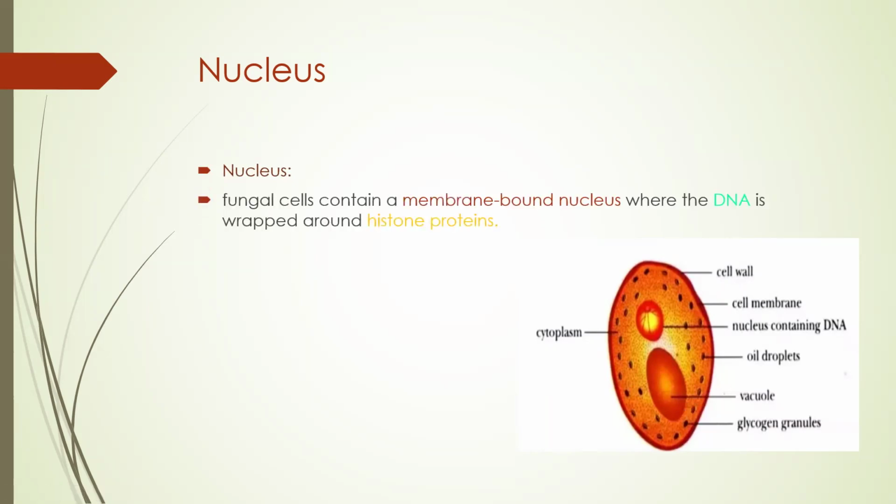Fungal cells contain a membrane-bound nucleus where the DNA is wrapped around histone proteins. Okay, this is called DNA. Look at here. This is the DNA. This DNA is wrapped around, surrounded by histone proteins. What are the histone proteins? What is the main function of histone protein? Okay, I explained it.